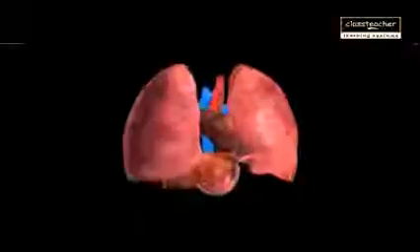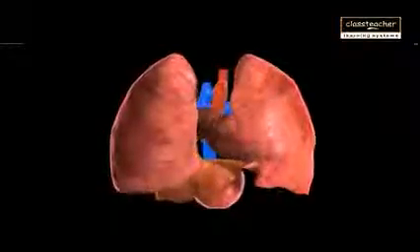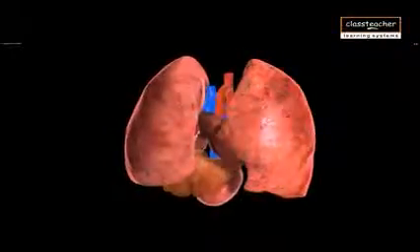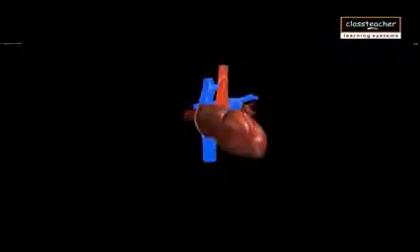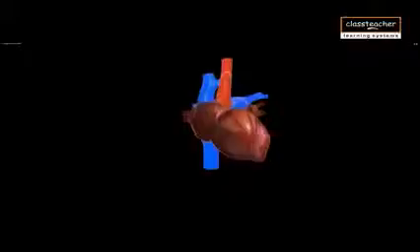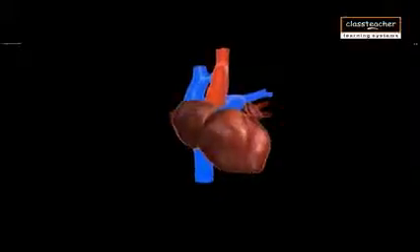Internal structure of human heart. Heart is a vital organ. It is located in the thoracic cavity in between two lungs. It is protected by a pericardium.